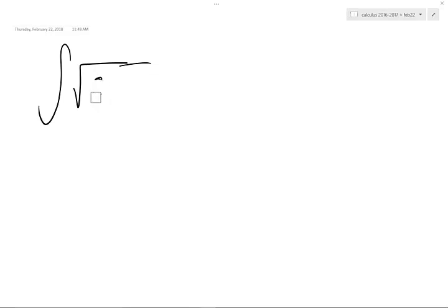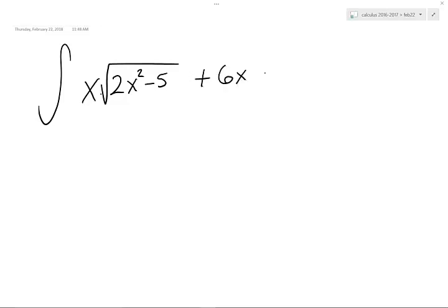Ooh. Let's shake this up a little bit. Let's do x square root of 2x squared minus 5, plus 6x, minus 3 sine 4x. Oh my gosh, this is so hard. It's not hard. Let's start with the easy one, shall we? What would our antiderivative be here for this middle one?